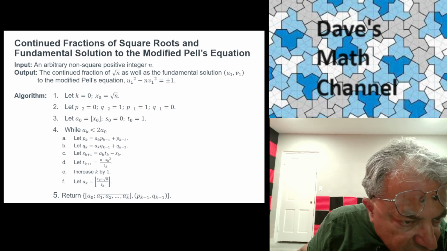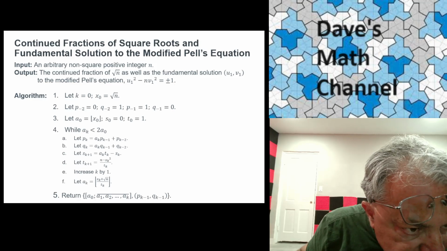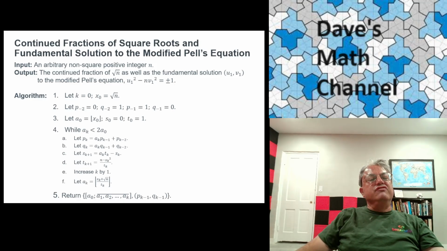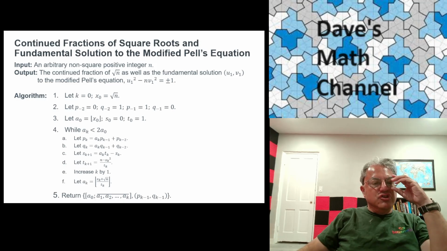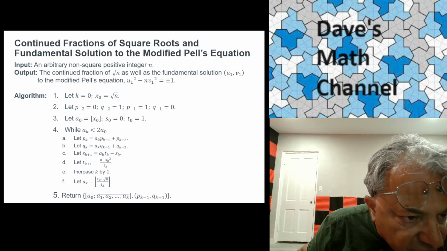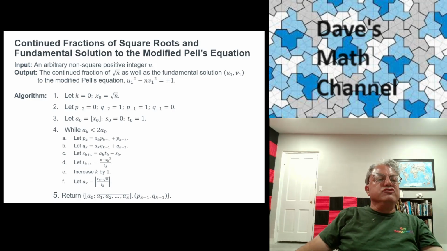And then our new recurrence equations are sk plus 1 is ak tk minus sk, and tk plus 1 is n minus sk squared over tk. Yeah. So those give us our new values of sk and tk, and then we increase k by 1, and we compute the new continued fraction coefficient, which is just the floor of sk plus square root of n over tk. And we keep going through this loop until ak is equal to 2a0.